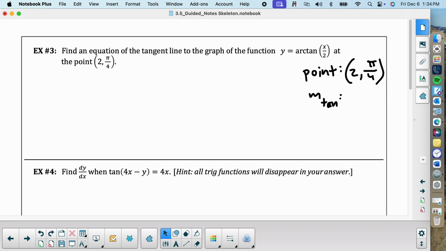Quotient rule for u prime. No. So x over 2 can be thought of as 1/2 x. So you wouldn't need to use the quotient rule. Yeah, you could use quotient rule and it would still get the same answer at the end, but you wouldn't need to.